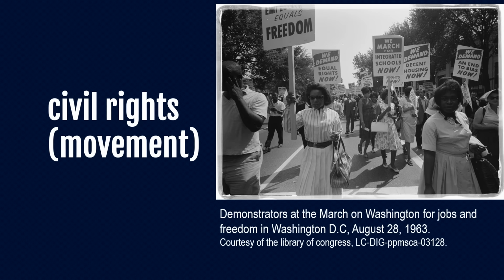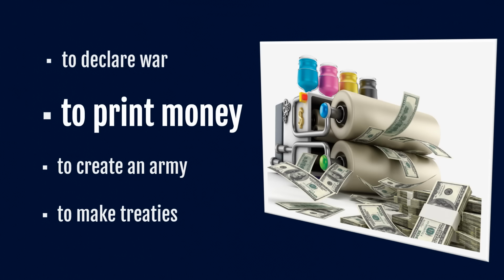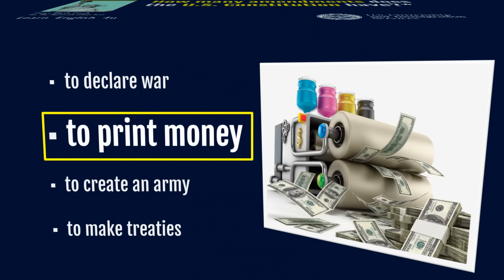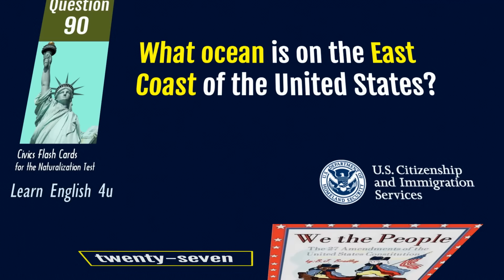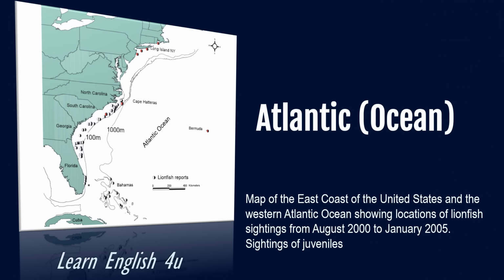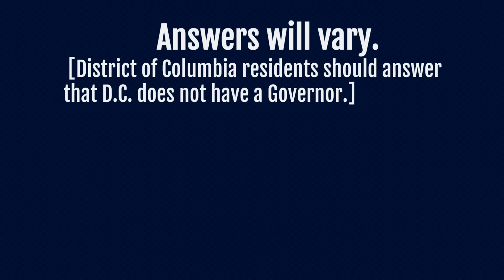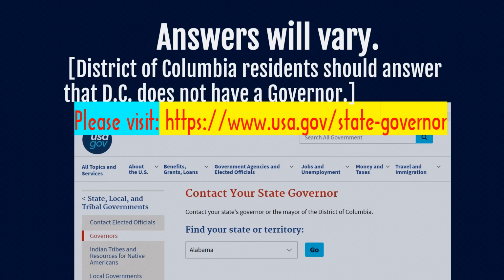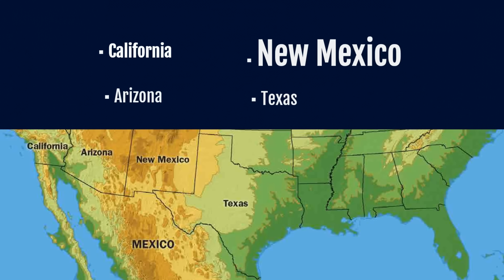Under our Constitution, some powers belong to the federal government. What is one power of the federal government? To print money. How many amendments does the U.S. Constitution have? 27. What ocean is on the east coast of the United States? Atlantic Ocean. Who is the governor of your state now? Answers will vary. Please visit. Name one state that borders Mexico. New Mexico.